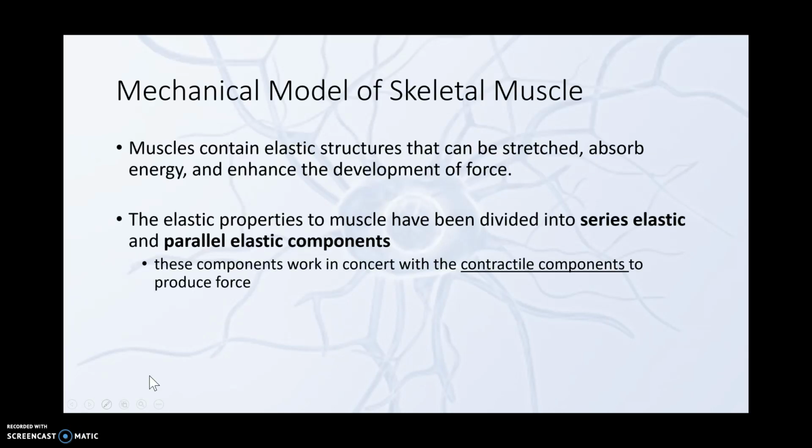Muscles contain elastic structures that can be stretched, absorb energy, and enhance development of force. The elastic properties of muscle have been divided into a number of different components: the series elastic and parallel elastic components, as well as the contractile components. Our series elastic and parallel elastic components work together with the contractile components of the muscle cell to produce force.